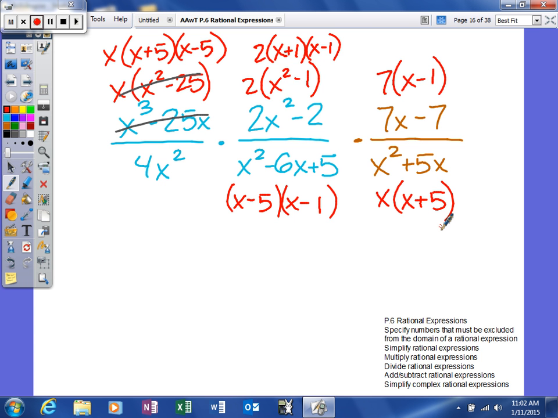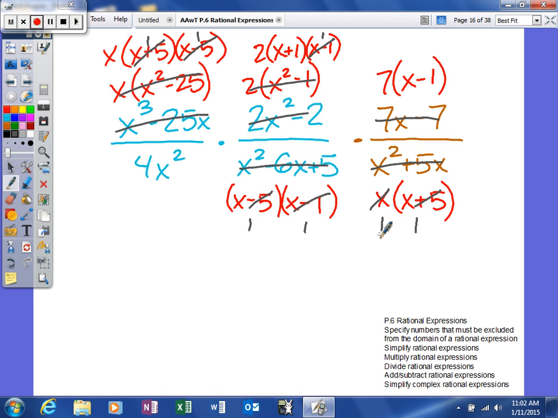Okay, I think I got everything factored. That's factored. Now what we're looking for is anything in the numerator that we can cancel with anything in the denominator. So you should see an x minus 5 here and here. x plus 5 here and here. What else do we have? x minus 1 here and here. We can't cancel this one with both. There's only one of these, and there are two of those, so we can only cancel one of them.